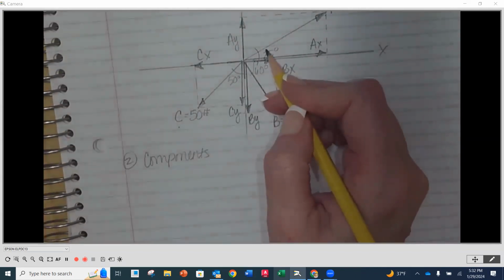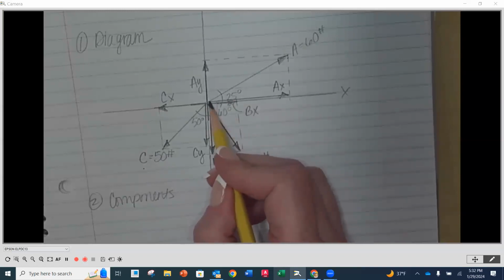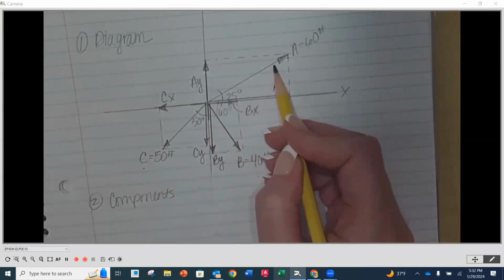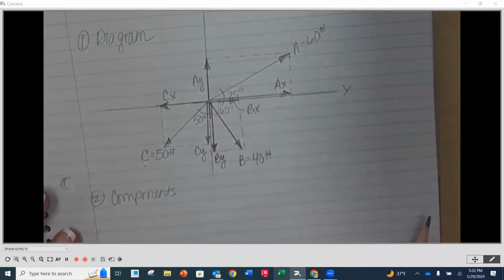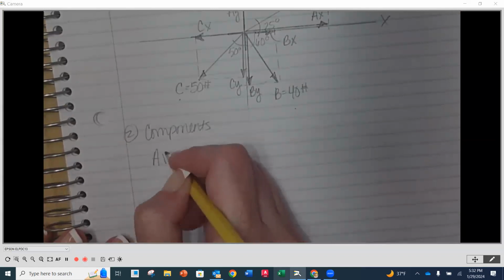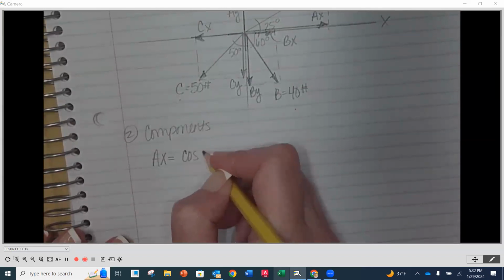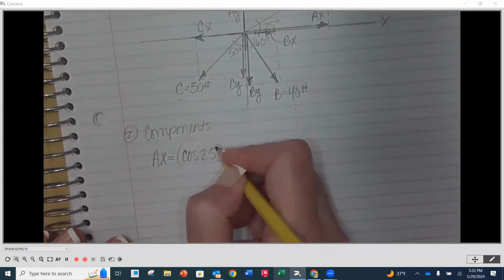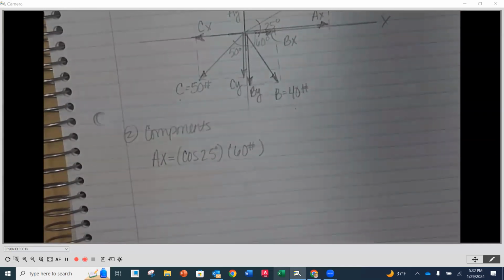So I'm going to look at the angle that I'm given. You'll notice here that I've got 25 degrees. I'm going to start with the X, the AX component, knowing the hypotenuse. As we look here, this would utilize the cosine function, right? The side adjacent is what I'm trying to find, and I have an angle and the hypotenuse. So I would write this out as AX is equal to the cosine of 25 degrees times 60 pounds.